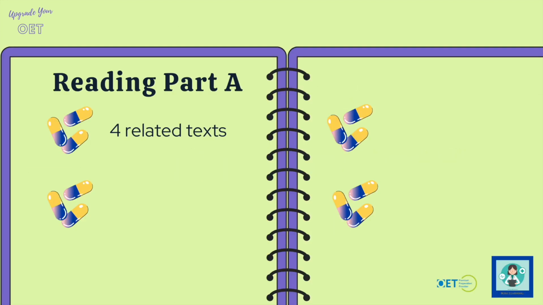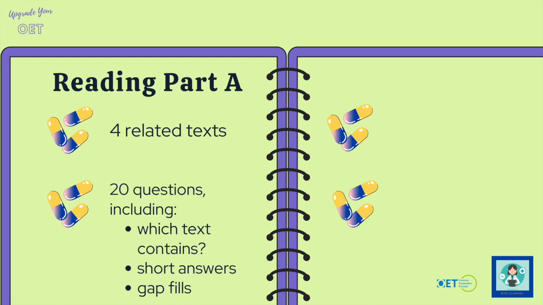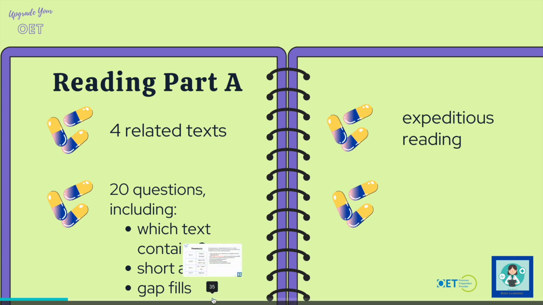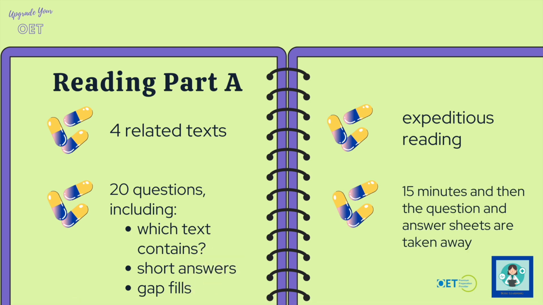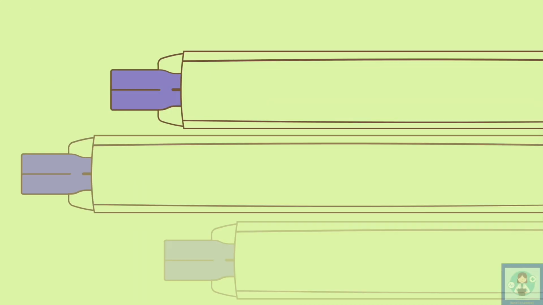So remember, in Reading Part A, you're going to get 4 related texts. They're all on the same topic and you'll get 20 questions which include which text contains, short answers and gap fills. In this video, we're just going to look at which text contains, so come back and take a look at part 2 of this video, which will focus on the short answers and gap fills. The skills you need for Reading Part A are expeditious reading, because you're only going to get 15 minutes to answer the questions and then this part gets taken away from you.